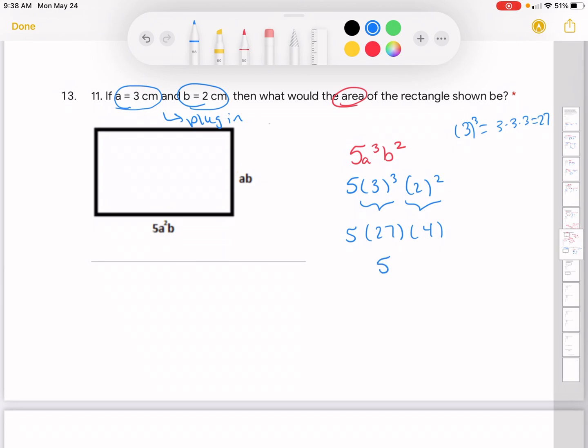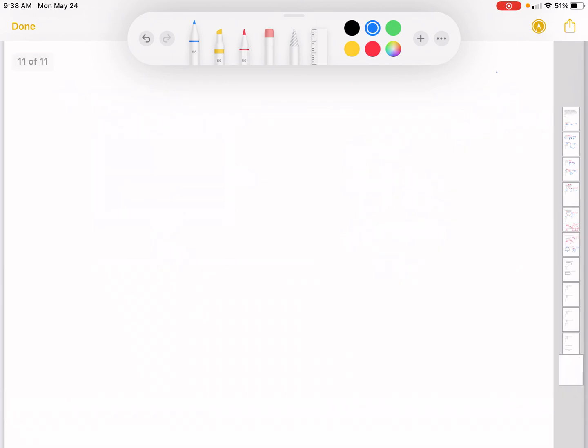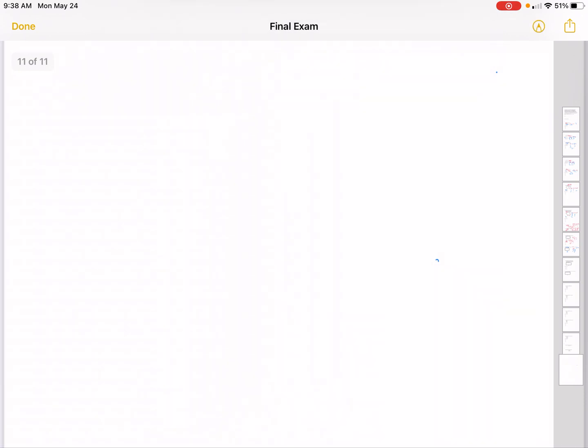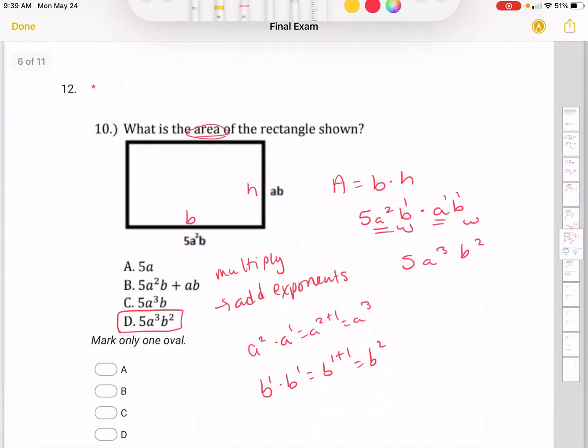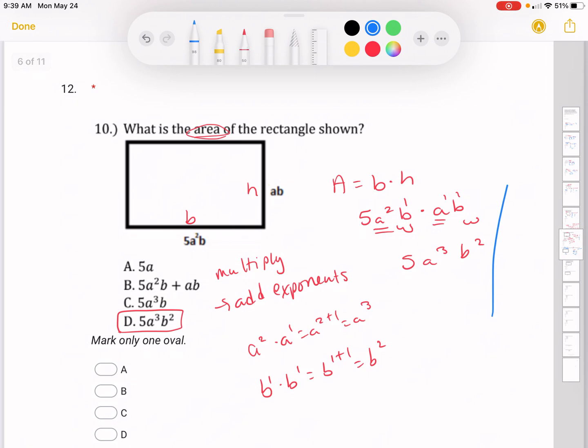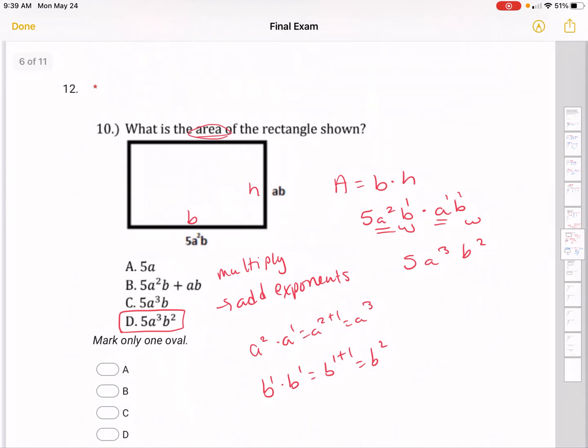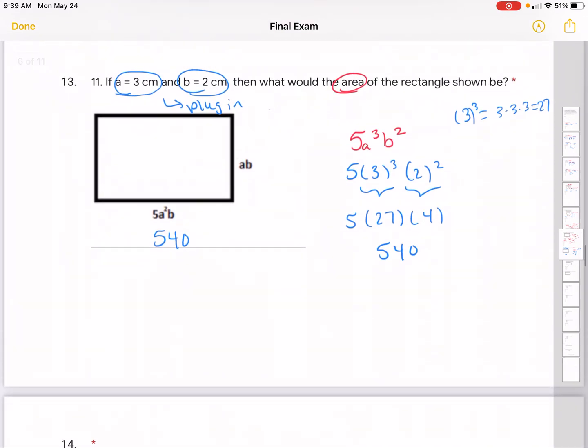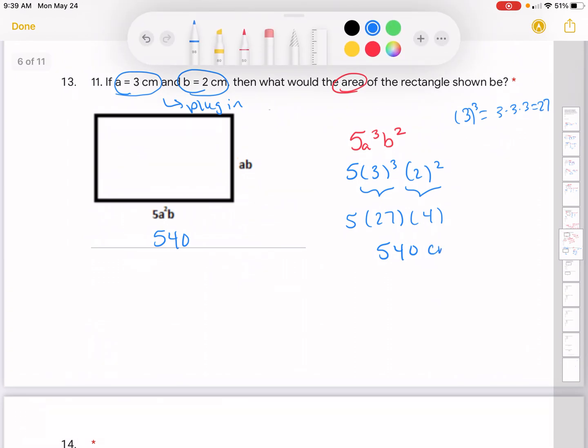We get 540. And then a lot of students forgot to put units. Here the units are centimeters. But because it's area, it's centimeters squared. Anytime you have area, your units are squared.